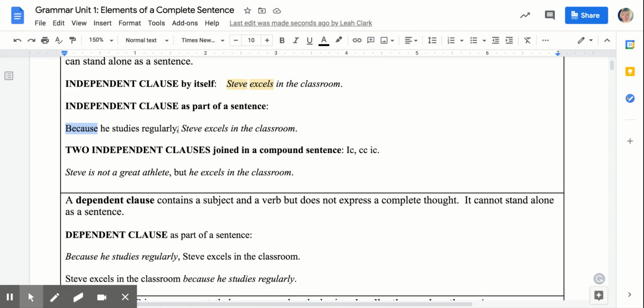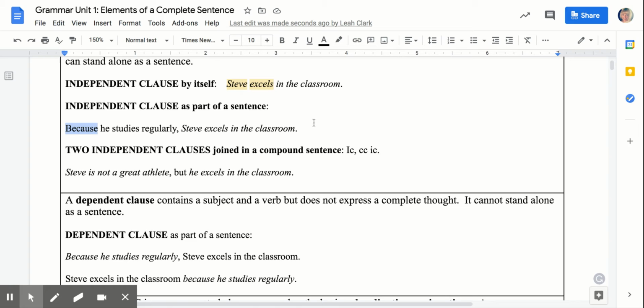If we were to walk up to someone and say, because he studies regularly, and stop talking, the person we were talking to would say, because he studies regularly, what? What do we know about that? Well, we know that Steve excels in the classroom. We have a subject and a verb in this clause, but because we have the word because, a subordinating conjunction, that creates a dependent clause.